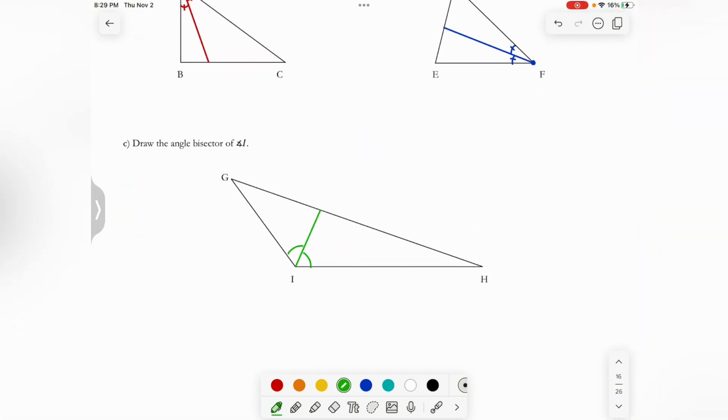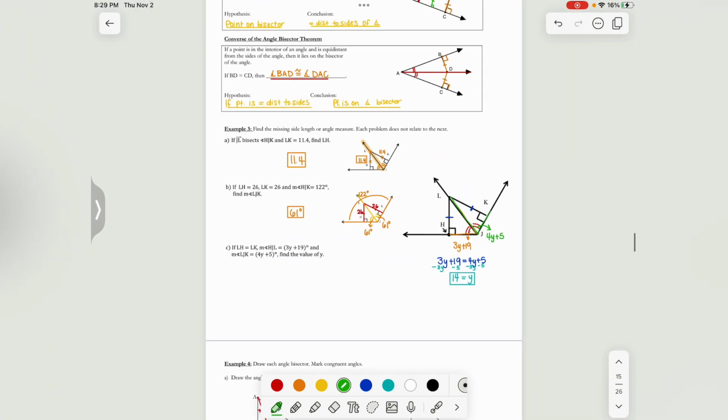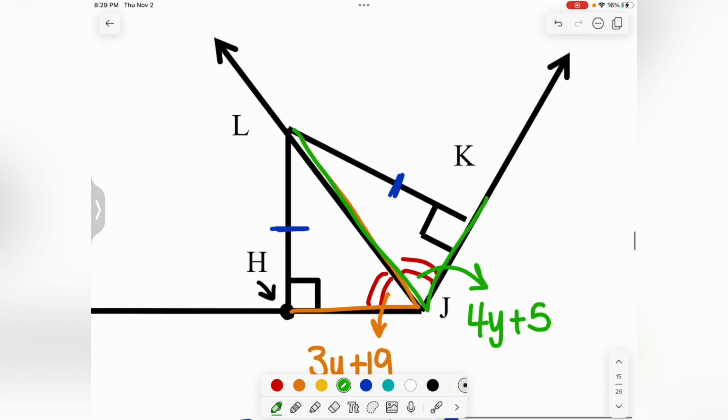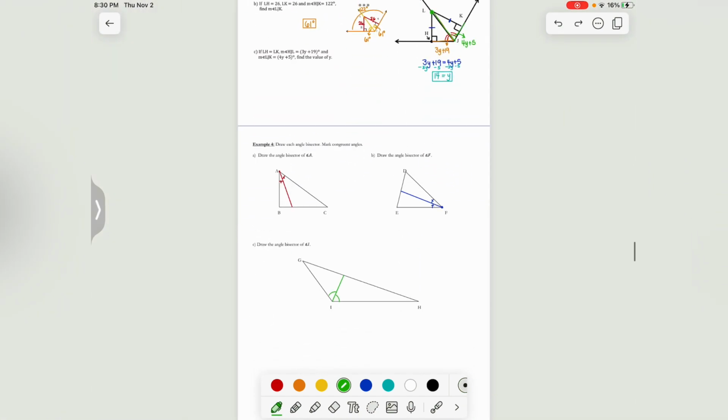And that's it. So an angle bisector just cuts an angle in half, and then we also have that theorem about a point on an angle bisector being equidistant to the 2 sides of the angle. Hopefully that makes sense. Hopefully the whole lesson makes sense.